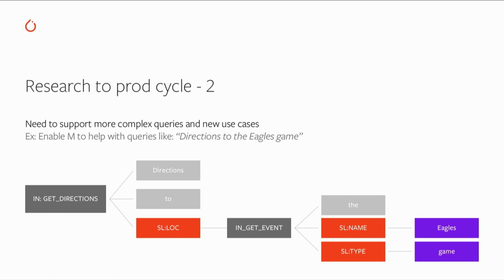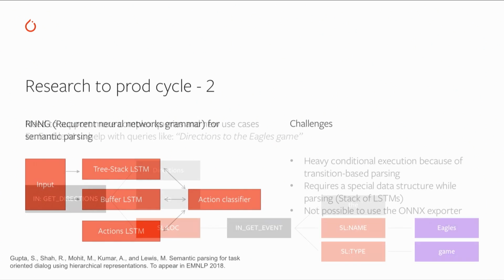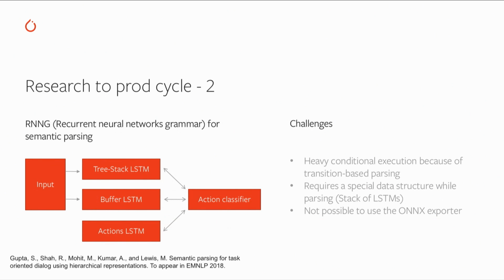And in order to model this, it's not possible to use the previous model that we had, which is just having flat intents and slots. So we needed to model this as a semantic parsing problem. So the model that we opted for is the RNNG, recurrent neural network grammar, for semantic parsing. It's basically used for other parsing tasks, but we used it for this particular semantic parsing task. And actually, our group published a paper, and it will appear in EMNLP, the upcoming one this year.